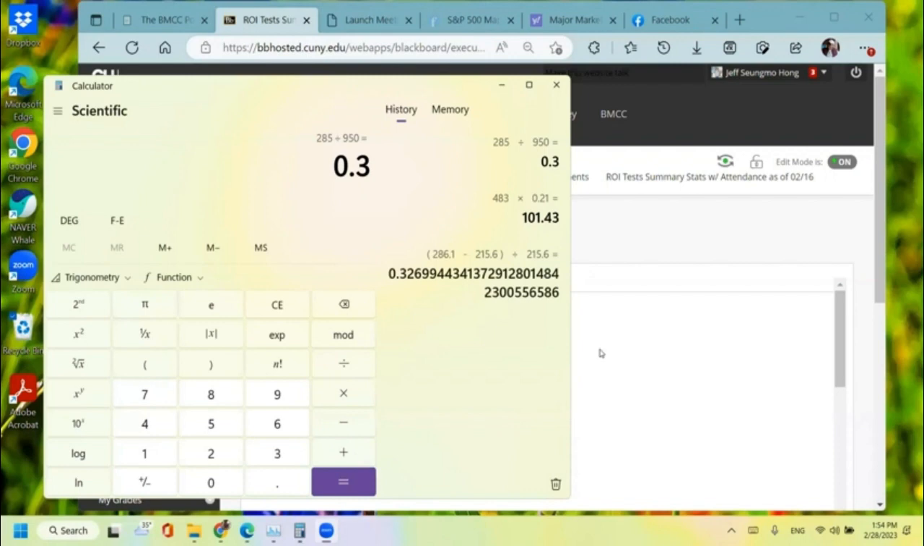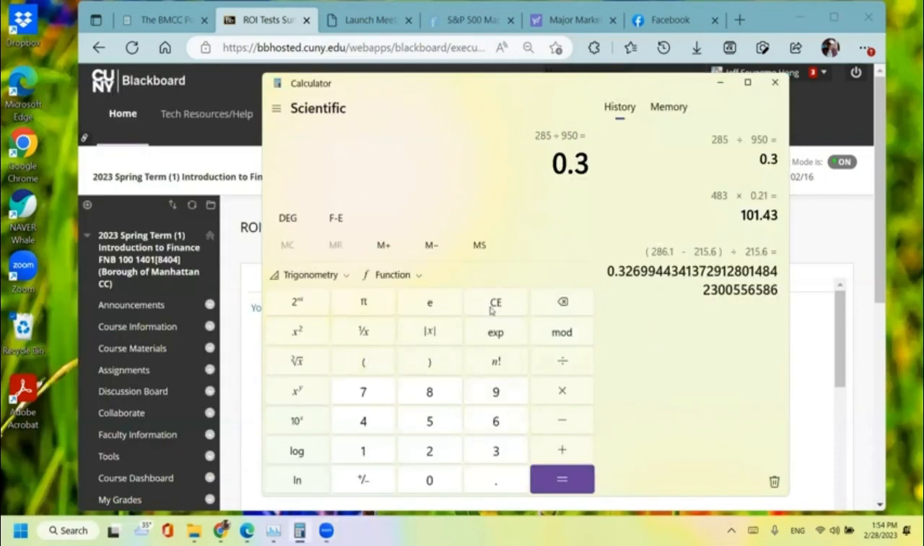Do you see my calculator? Yeah. Okay, let's do this.